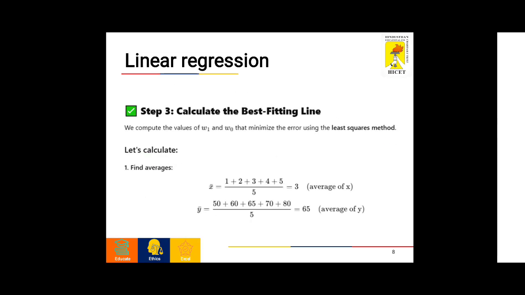Next, step 3, calculate the best fitting line. We compute the values of w1 and w0 that minimize the error using the least square method. So let's calculate, first finding averages. We find the average x bar, that is x bar equal to 1 to 5 divided by 5, which gives 3, the average of x. Also we find the average of y, which is 65.